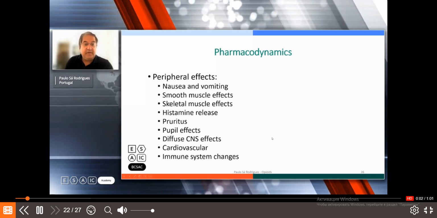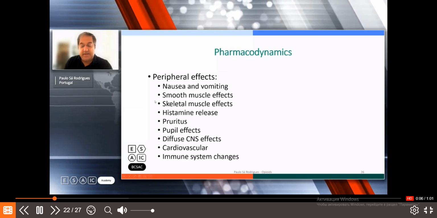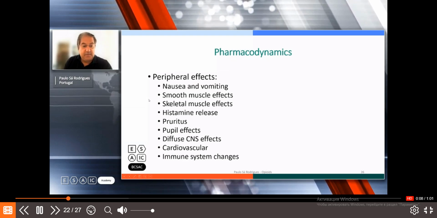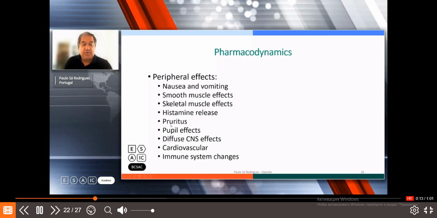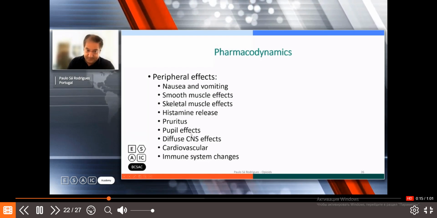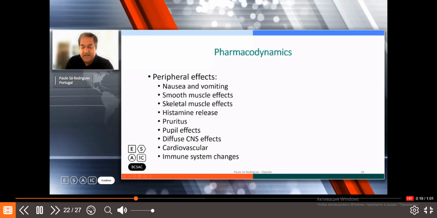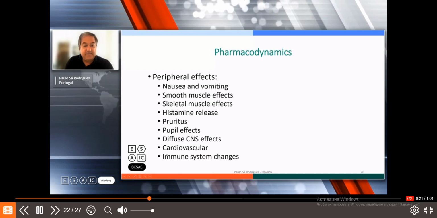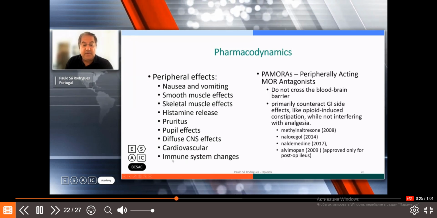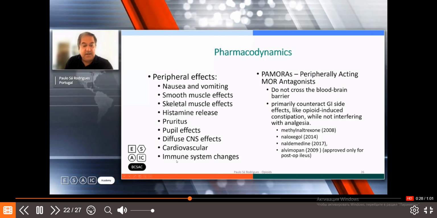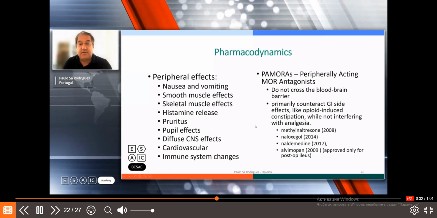Regarding the peripheral effects, it's quite typical to see nausea and vomiting, smooth muscle relaxation, skeletal muscle effects, histamine release, pruritus, pupil effects, and other diffuse central nervous system effects, cardiovascular and immune system changes. And these immune system changes are very relevant today. We'll come to this later on.